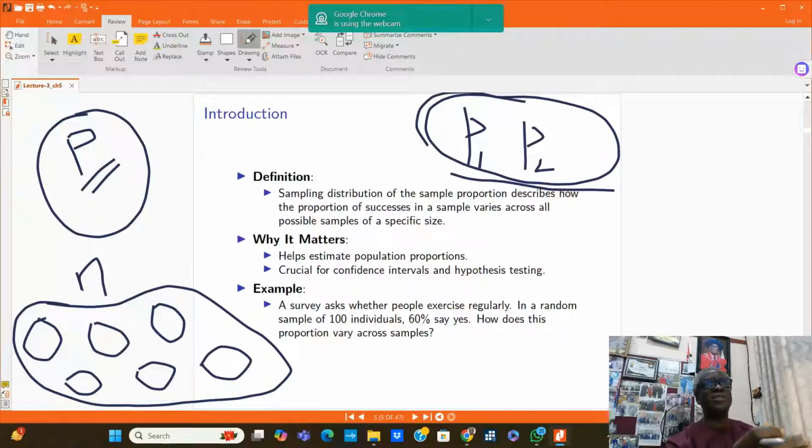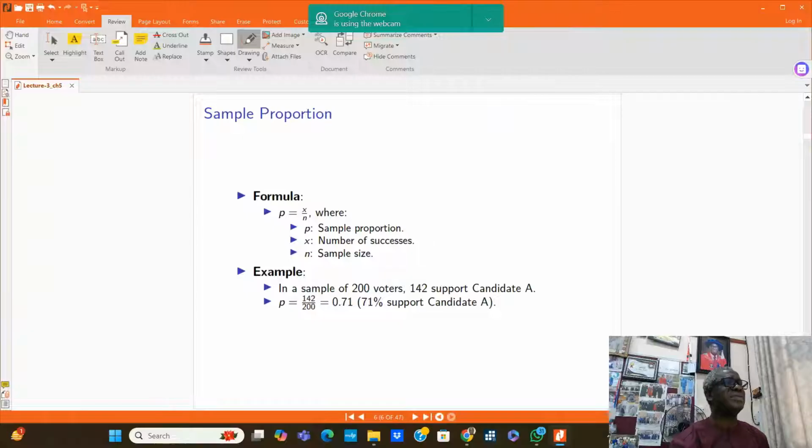In other words, if we take another set of 100 individuals who may likely be different from the first 100, then we have another sample. If we take another, we have another sample. So the question is, how does this proportion vary across samples? Am I going to get the same proportion in another sample? Those are the kind of questions we would love to address. The understanding helps us to have a very solid basis for statistical inference.